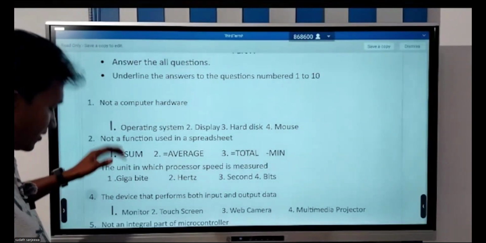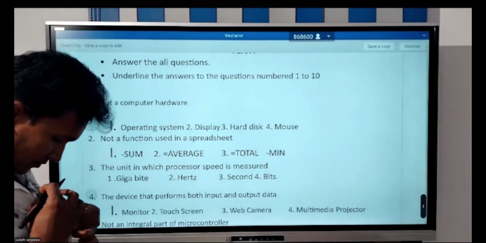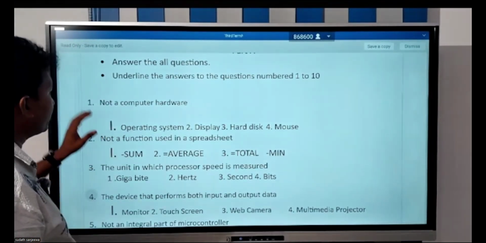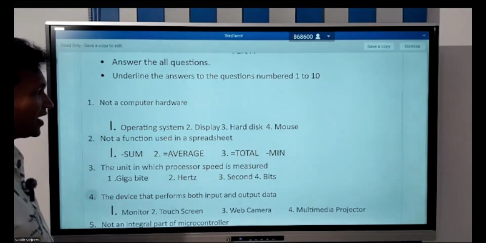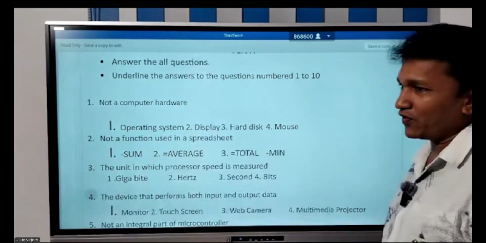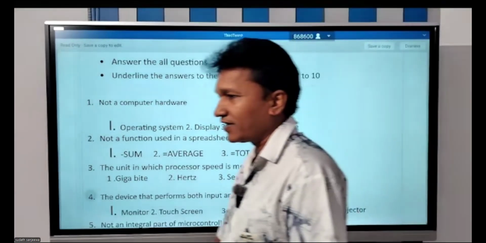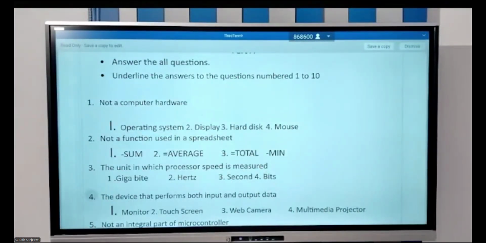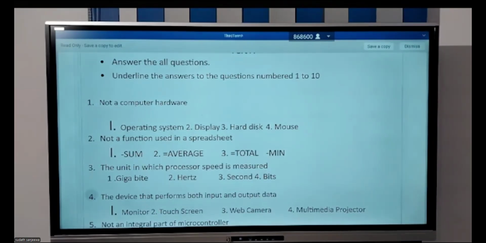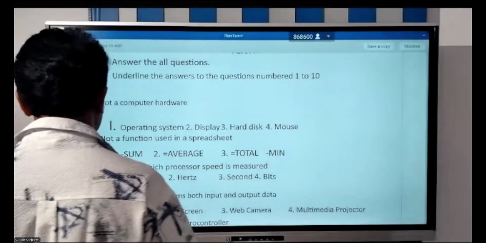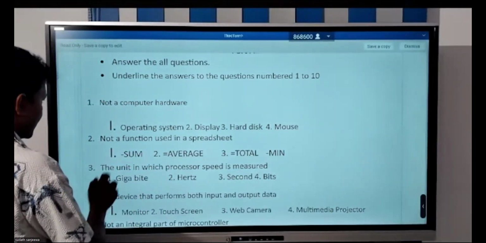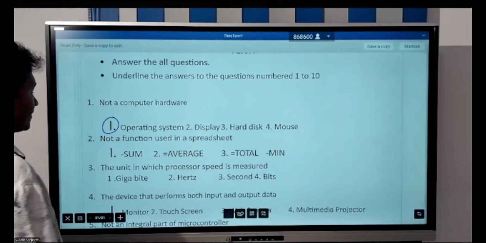First one, which is not a computer hardware: operating system, display, hard disk, mouse. The answer is operating system. Operating system is not a hardware, it's a software. Answer is one.